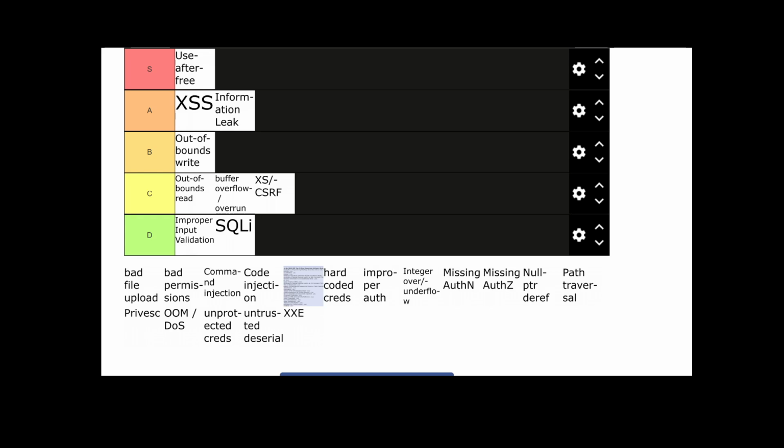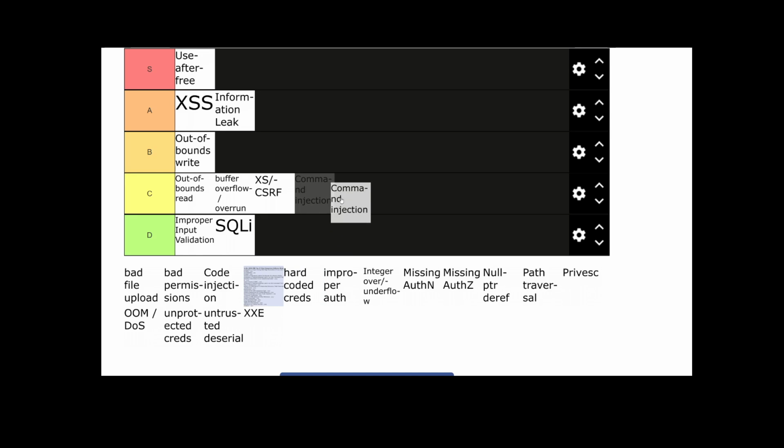Next one is CWE 78, improper neutralization of special elements used in an OS command, or OS command injection, which I've just put as command injection. I think command injection is cool. I think command injection should just die, but I think that it's better than SQLi because usually you're injecting into something like bash, which is just much more exciting than SQL injection. So I'm going to put that in the C tier.